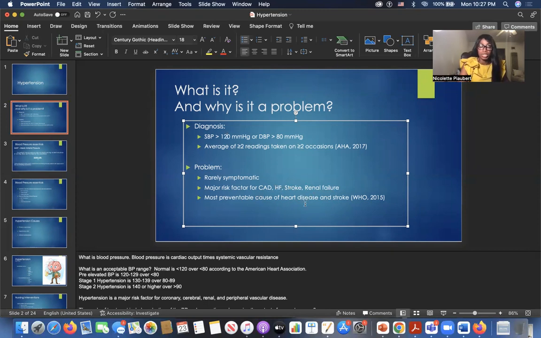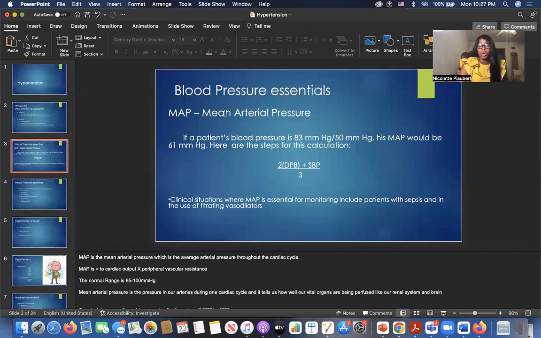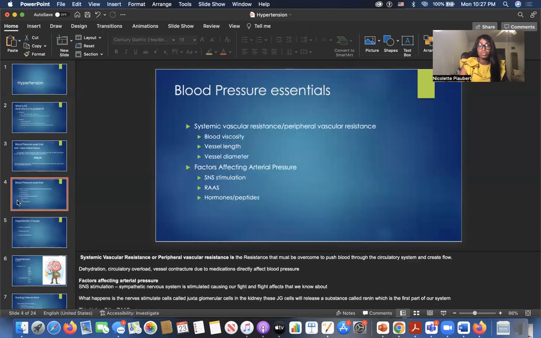And it is preventable. We can tell them to manage their lifestyle, stop smoking, stop drinking, exercise, eat right, and that will help them. It's also good to remember MAP, mean arterial pressure. I'm not going to ask you to remember this formula, but it is good to remember. Know what affects blood pressure: viscosity, the thickness, length from the heart to the toes. It's a long length, diameter, whether you're going to have vasopressin or a medication that's going to vasoconstrict is going to affect the blood pressure. If you vasodilate, it's going to affect the blood pressure.